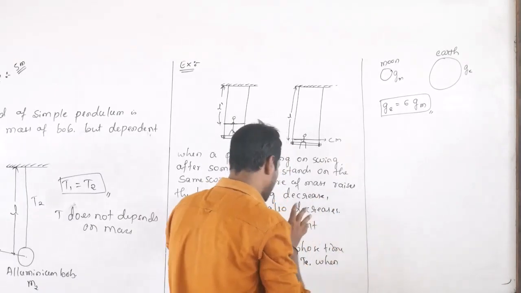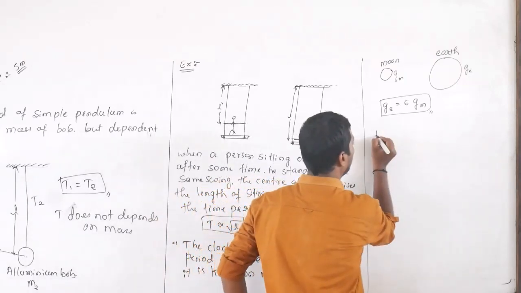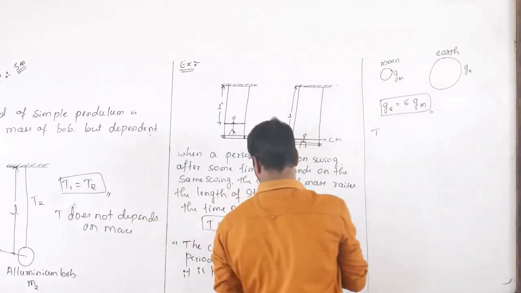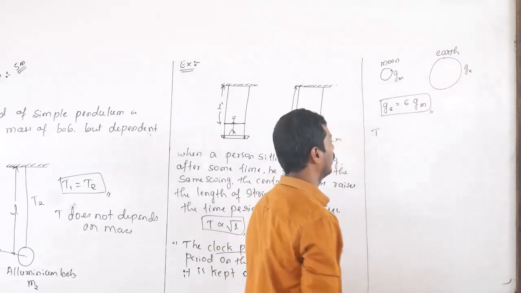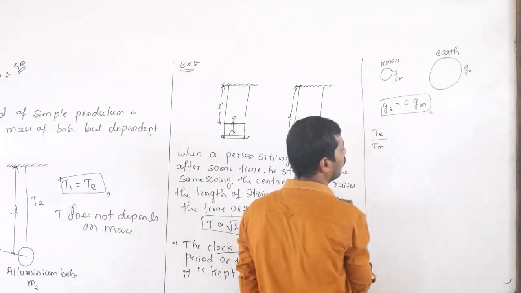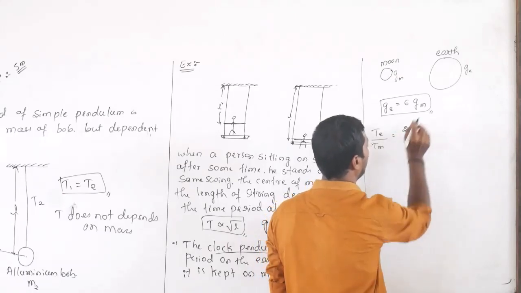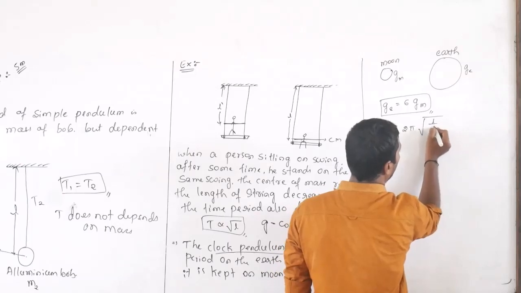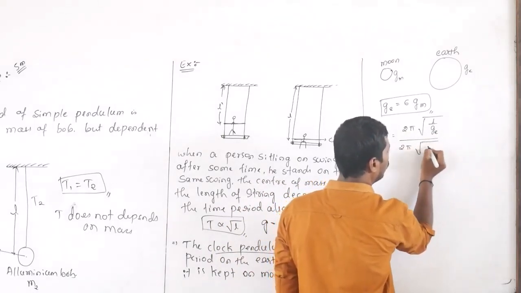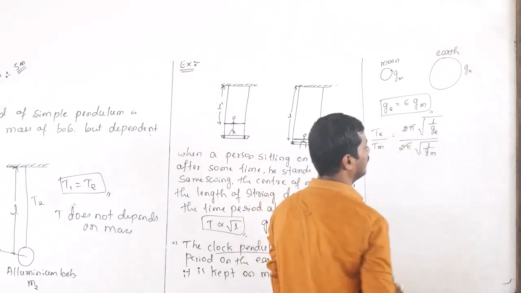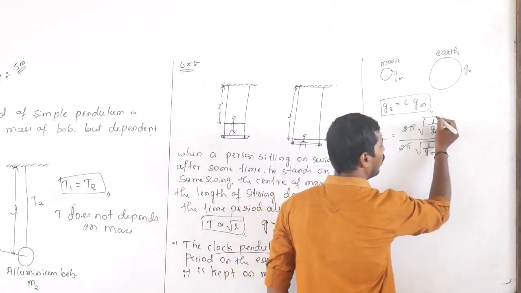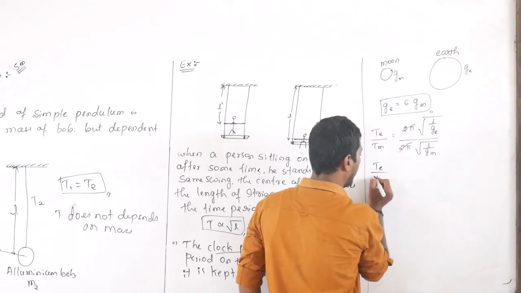Then what happened to the time period? Does it increase or decrease? We have to check here. Now, the time period of the clock pendulum on the surface of the earth as compared to the time period on the surface of the moon. We have the same formula, that is 2 pi root L divided by g, divided by 2 pi root L divided by gm. These two get cancelled. The length of the clock pendulum is always the same, so L gets cancelled here. If that is cancelled, the denominator becomes the numerator. TE divided by TM is equal to what?